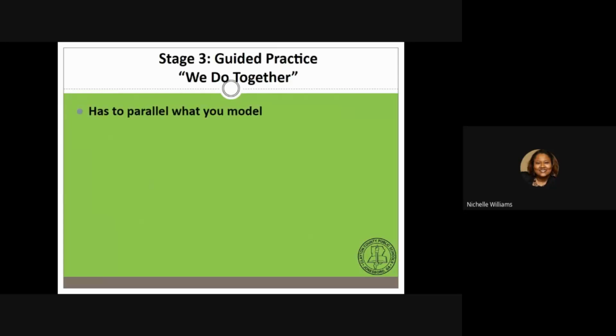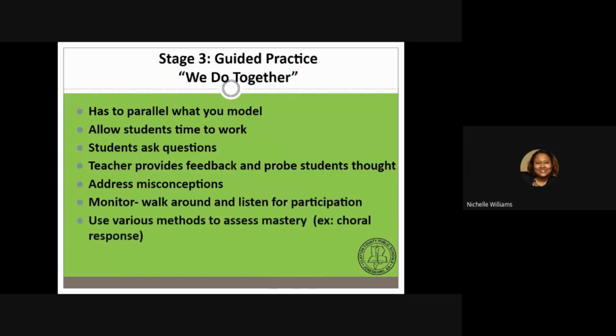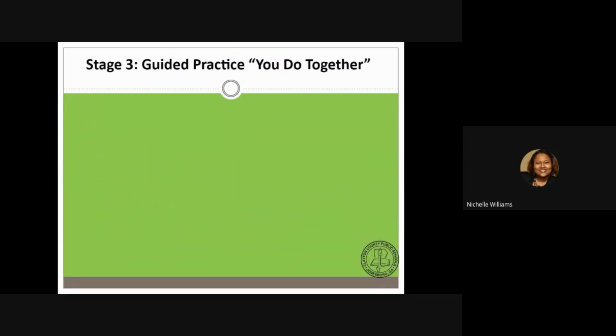Then you move into guided practice. With that, it should parallel in some way what you modeled. It gives students a time to work and work together. They can ask questions. You give feedback. You are monitoring students as they work. You are asking probing questions. If you hear misconceptions, you want to address those. You want to make sure that students are participating. And then you assess student understanding throughout in informal means.